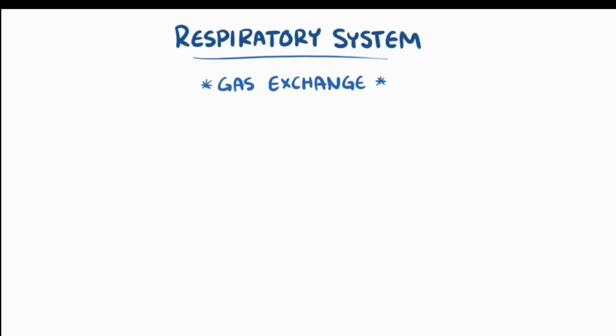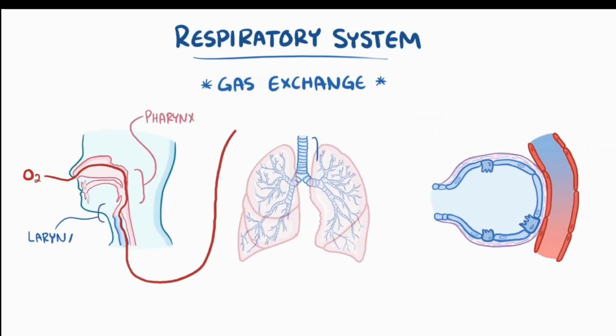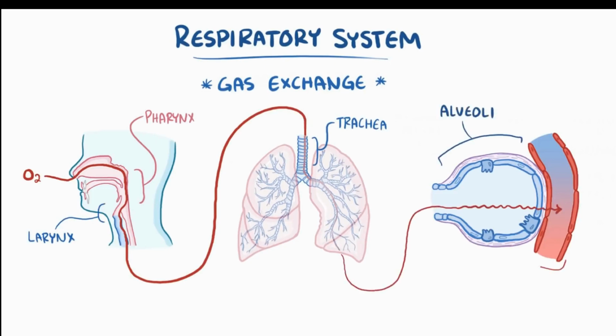Alright, as a quick recap, the respiratory system facilitates gas exchange. Oxygen in the air is inhaled and makes its way through the pharynx, larynx, trachea, large upper airways, conducting bronchioles, respiratory bronchioles, the alveoli, and finally the capillary to be sent to the body's tissue. Then carbon dioxide makes the reverse journey to eventually be exhaled into the world.